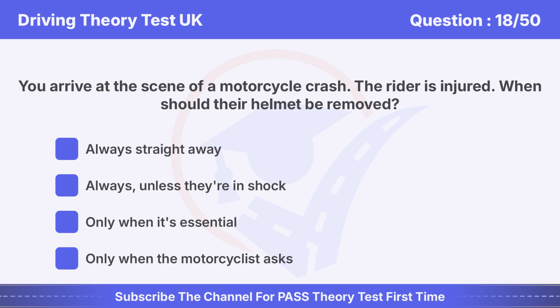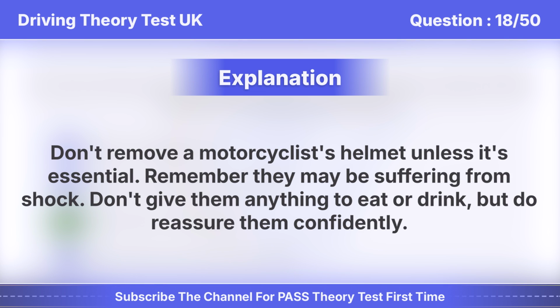Question 18. You arrive at the scene of a motorcycle crash. The rider is injured. When should their helmet be removed? Answer is C. Only when it's essential. Don't remove a motorcyclist's helmet unless it's essential. Remember, they may be suffering from shock. Don't give them anything to eat or drink, but do reassure them confidently.